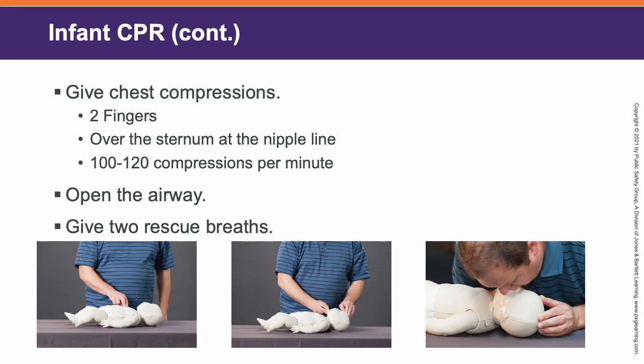And then when you give your rescue breaths, you're just going to breathe hard enough that you see their chest rise. As with adults, and even more so with infants, you can actually pop their lungs if you breathe too hard. So you do have to watch for that chest rise and go off of that. If you try and blow much harder than that, you're at risk of popping a lung.